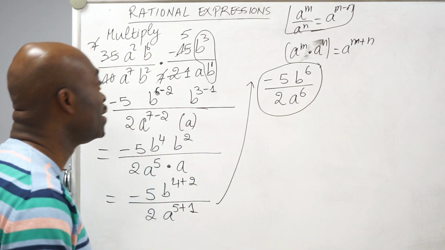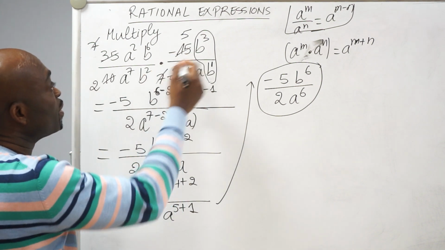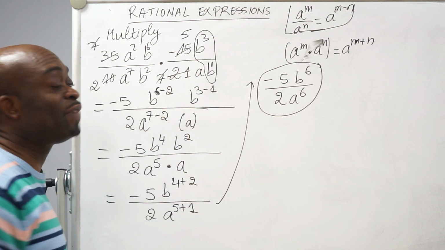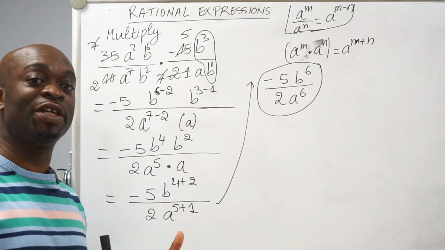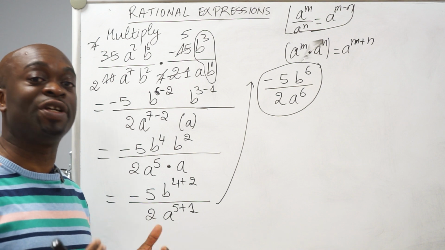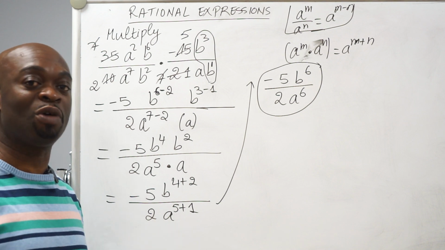But like I said, there's another way of doing it, which is to multiply straight across and then simplify after that. So I will do it in the next video so you guys can compare it, and whichever you guys like better, you choose it, you work with it. All right?